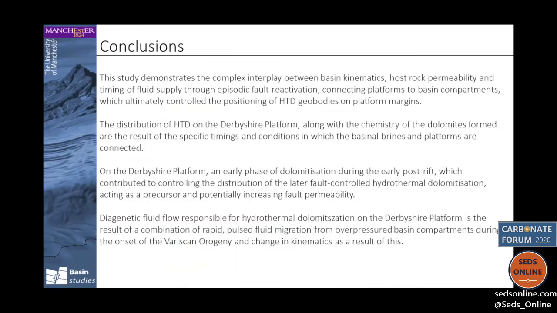So to conclude, this study shows that there's an interplay between kinematics, the host rock permeability and the timing of the fluid supply, which is supplied through faults of the platform. The distribution of the Derbyshire platform, along with the chemistry, indicates the specific timing and conditions at which the brines are connected controls the positioning of the dolomite bodies.